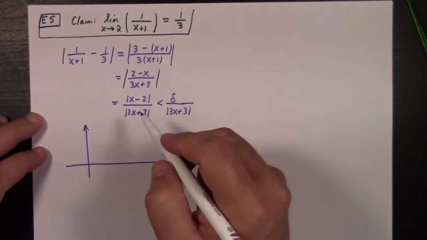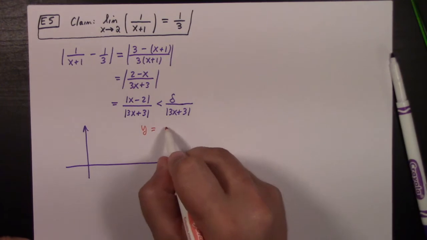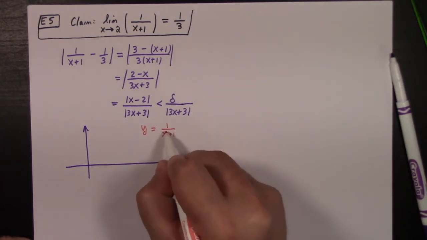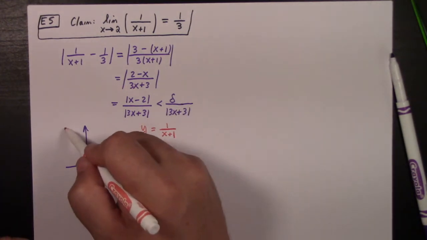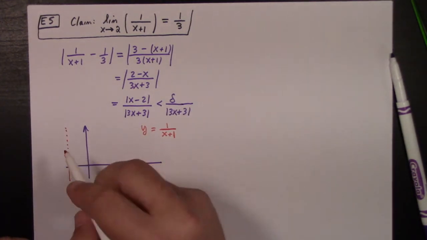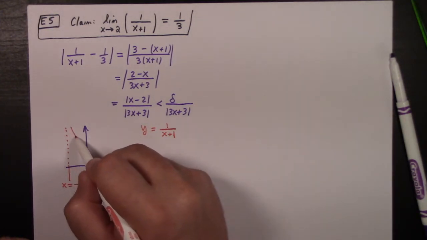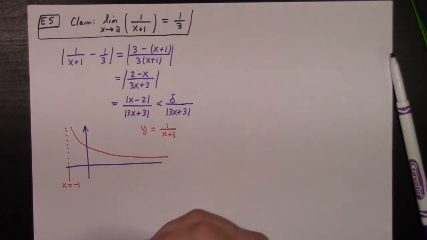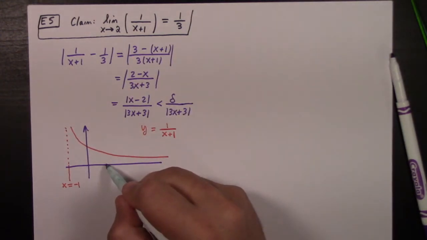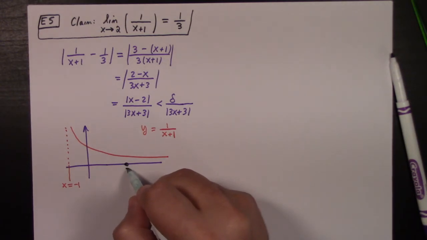So y equals 1 over x plus 1, right, is what? This is the reciprocal function shifted 1 unit to the left. It's got a vertical asymptote over here at x equals -1, not that that really matters much to us. And the graph is roughly speaking something like that. Now, we're concerned with the point x equals 2, right? That's the limit point, 2.